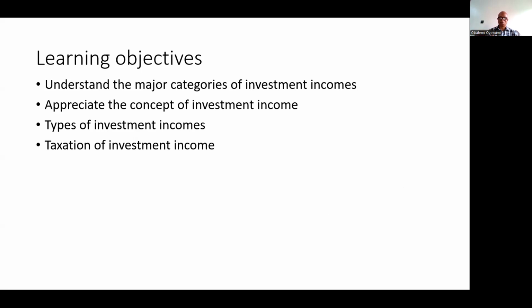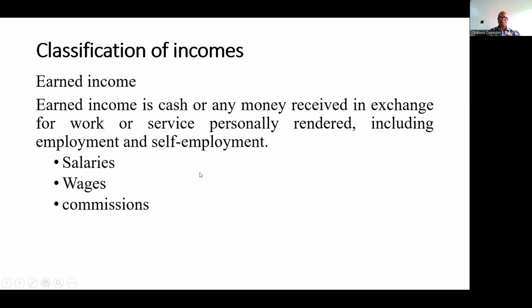Now, when we talk about classification of incomes, there are two broad categories of incomes. The first one is called earned income. So, what is earned income? Earned income is cash or any money received in exchange for work or service personally rendered, including employment and self-employment.